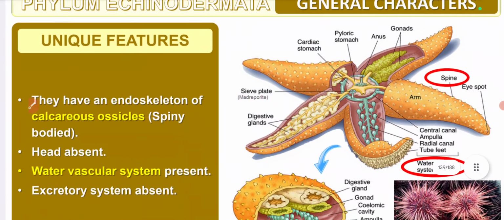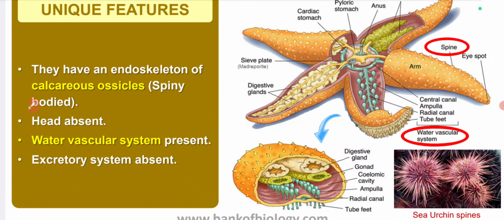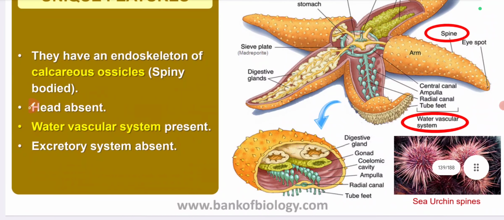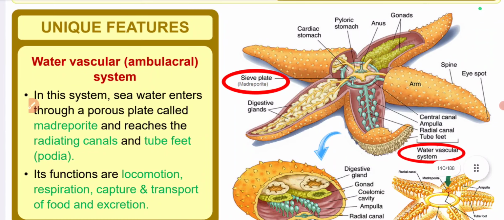Some unique features: they have an endoskeleton of calcareous ossicles and spiny bodies. You can see the spines present all over the body. Head absent, water vascular system present, excretory system absent. Some other unique features: water vascular system or ambulacral system.